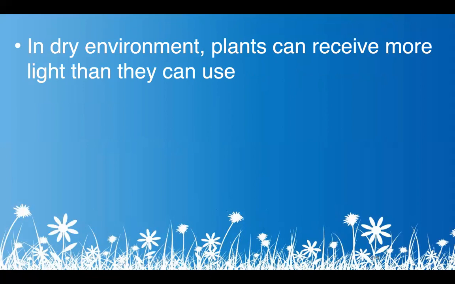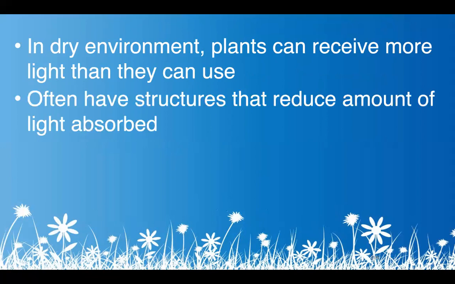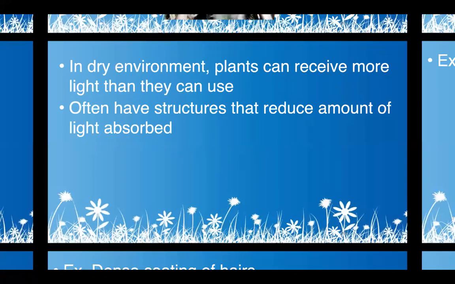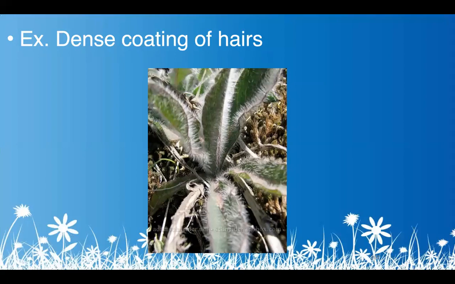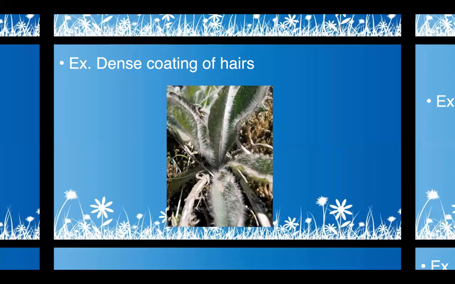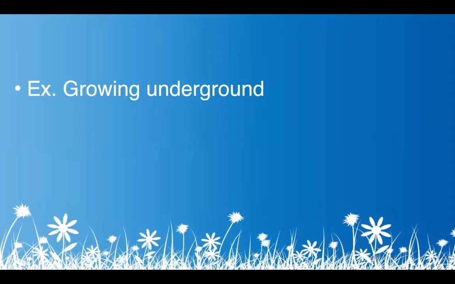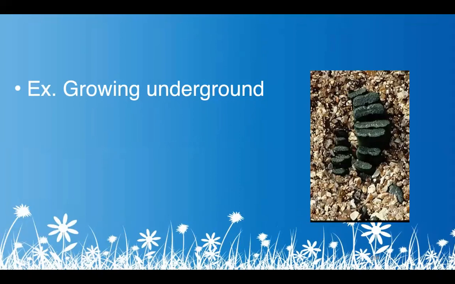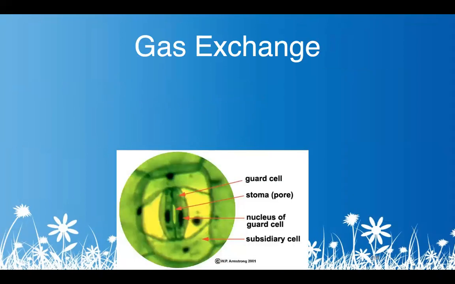In a dry environment, plants can receive more light than they can use. So they often have structures that reduce the amount of light absorbed. Like you saw in the previous picture and in this one, they have hairs. I've never personally seen a hairy plant in person. Another option is for the majority of the plant to grow underground, like this. So that helps to prevent water loss.